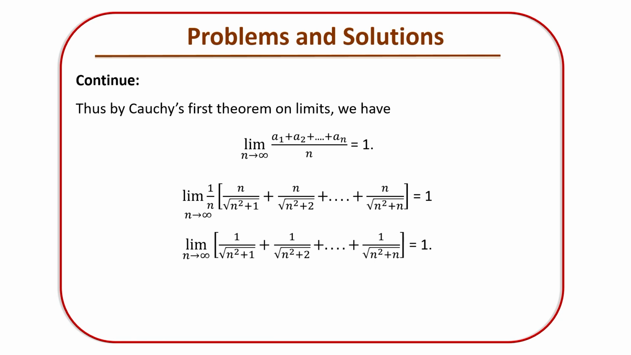Now by the Cauchy theorem, we know that the limit of (a1 plus a2 plus up to an) divided by n is equal to 1. What will be a1? n divided by the square root of n square plus 1, then n divided by the square root of n square plus 2. So a1 is this, a2 is this, a3 is this, and an is this, and this is the sum. So by Cauchy's first theorem, the average of these, 1 by the square root of n square plus 1, 1 by the square root of n square plus 2, up to 1 by the square root of n square plus n, also has the limit 1.